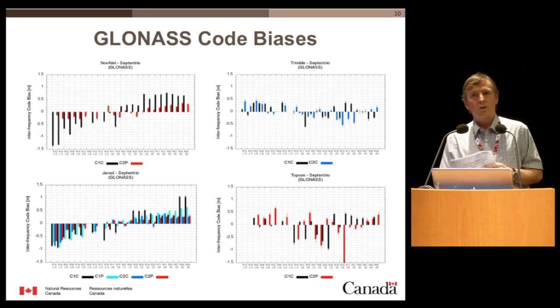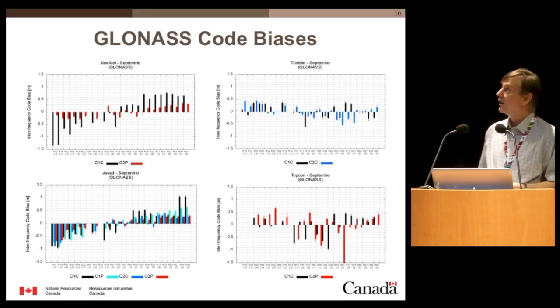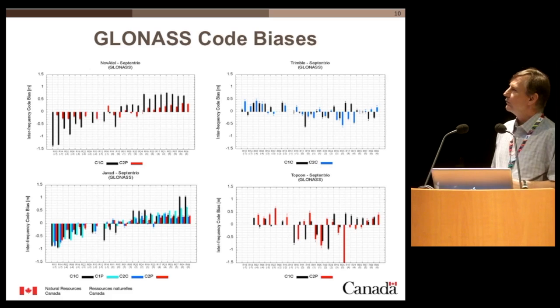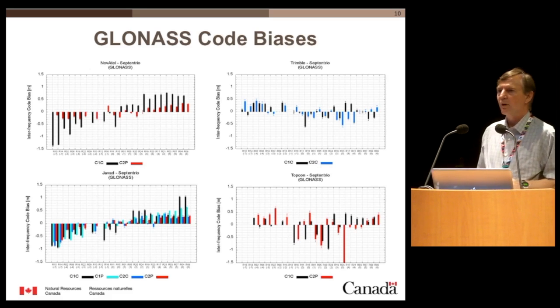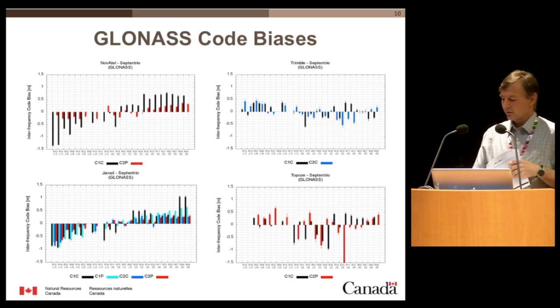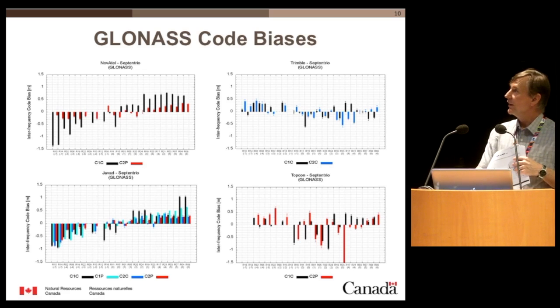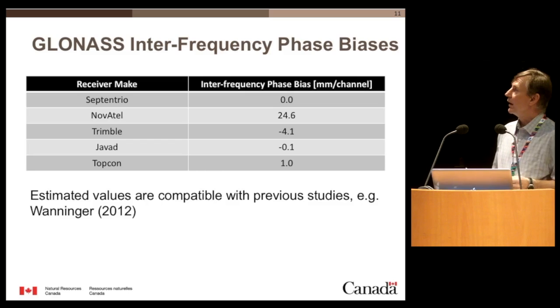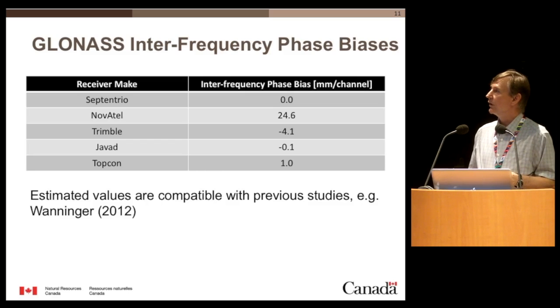Now, I'm not going to say too much about the GLONASS code biases. The results that we obtained were pretty much in line with the results that have been shown earlier by others. Similarly, the phase interfrequency biases are more or less the same as others.